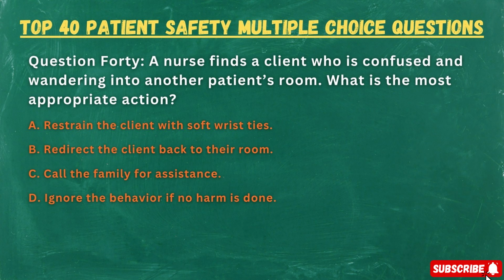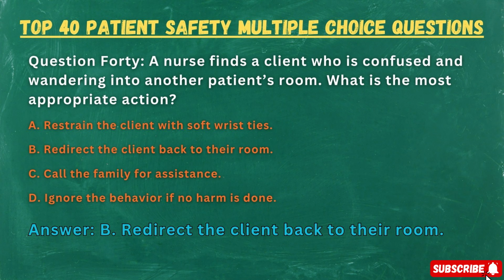Question 40. A nurse finds a client who is confused and wandering into another patient's room. What is the most appropriate action? A. Restrain the client with soft wrist ties. B. Redirect the client back to their room. C. Call the family for assistance. D. Ignore the behavior if no harm is done. Answer: B. Redirect the client back to their room.